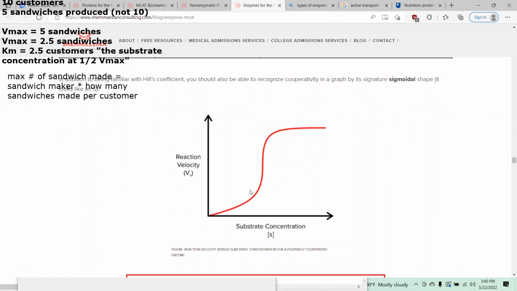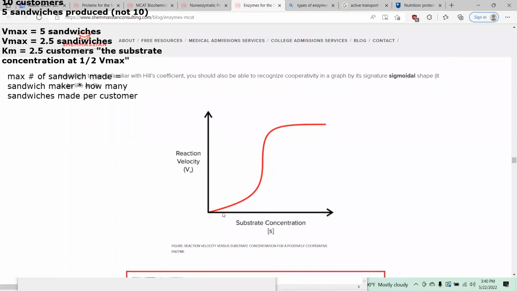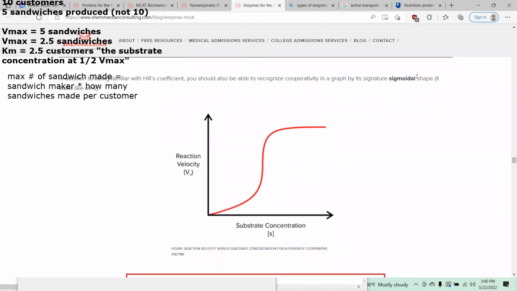And this is a graph that shows you cooperativity, because as substrate increases and it binds, we see much faster binding. This is called sigmoidal because it's an S. This basically just represents cooperativity in terms of a graph.